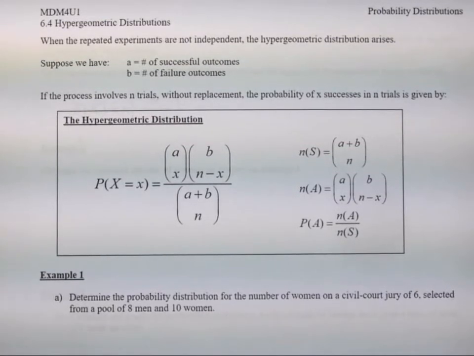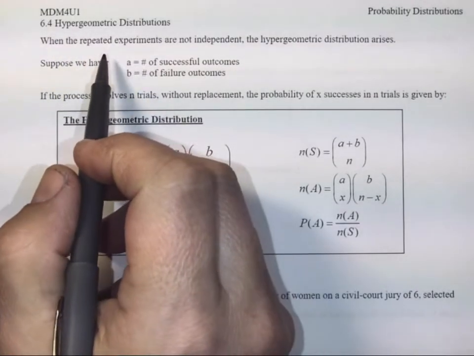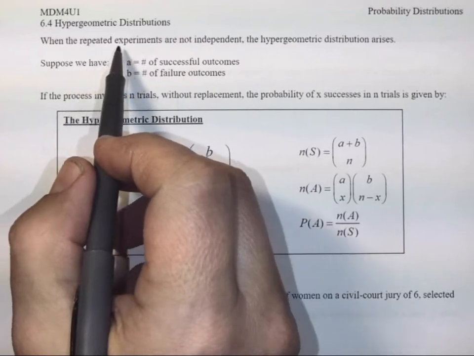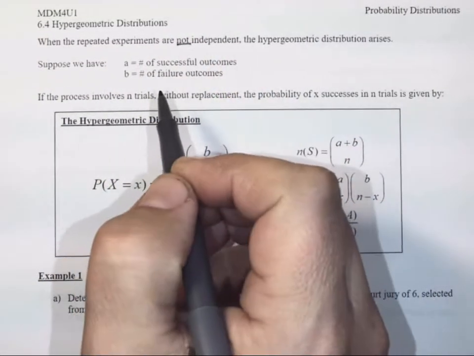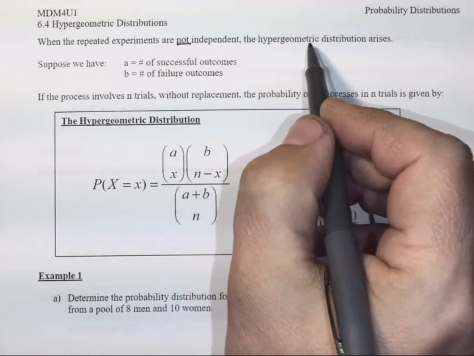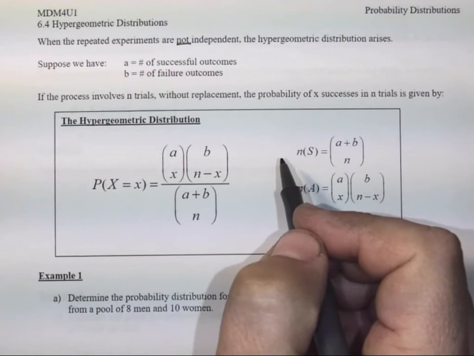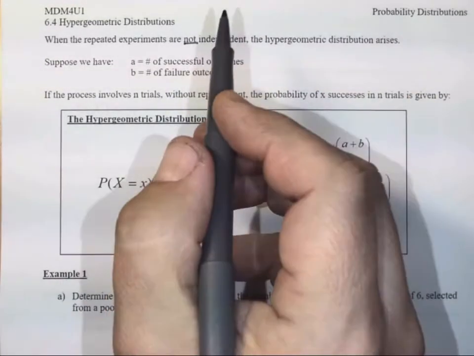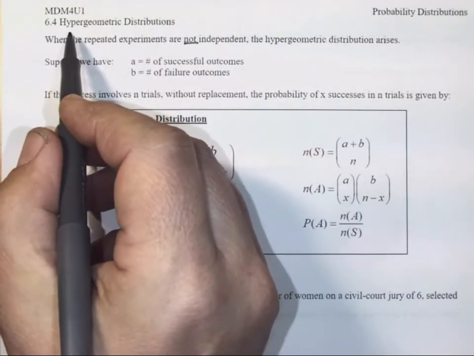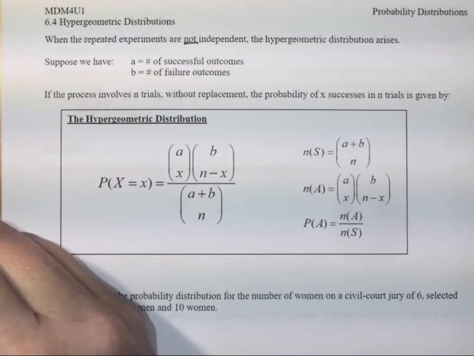Hi everybody, welcome back. We're at 6.4 Hypergeometric Distributions. The only and biggest difference between the previous two, binomial and geometric distributions, and this one is when the repeated experiments are not independent. Then this hypergeometric distribution comes up. Not independent means they are dependent on one another. So when we have situations that are dependent, we use what's called the hypergeometric distribution.